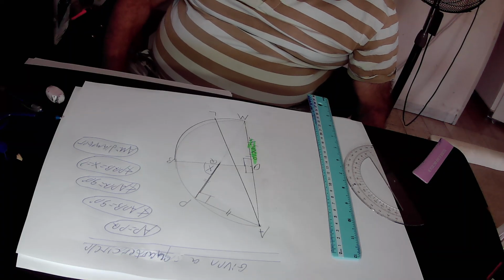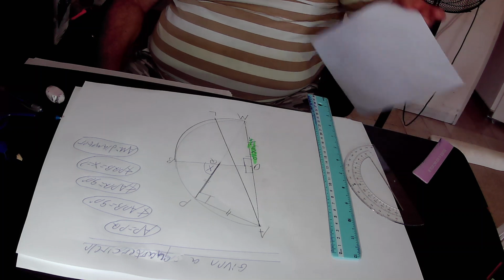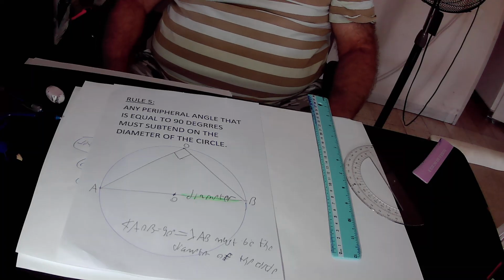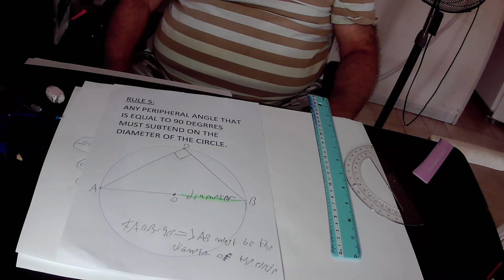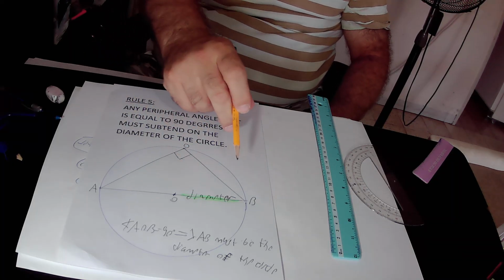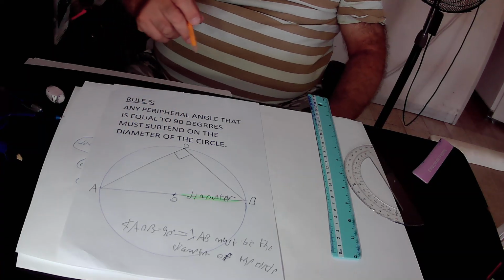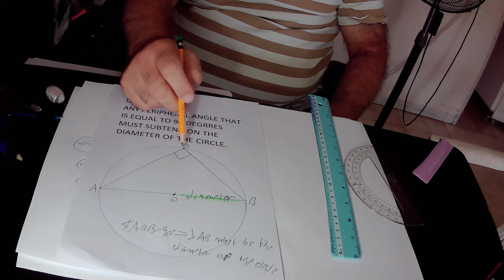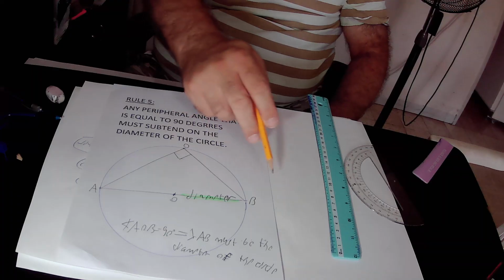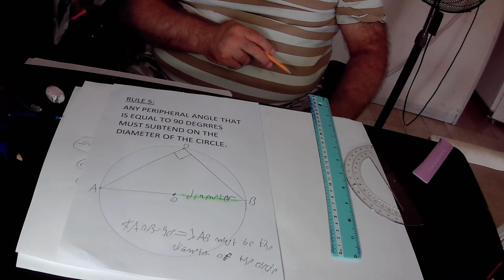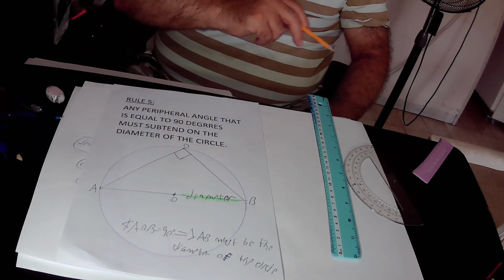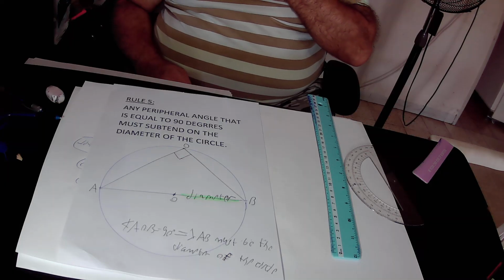So we have a contradiction to rule 5. According to rule 5, any peripheral angle that is equal to 90 degrees must subtend on the diameter of the circle. For example, we have a circle, AB is the diameter of the circle, peripheral angle A or B equals 90 degrees in size, and therefore peripheral angle A or B must subtend on AB, that is the diameter of the circle.